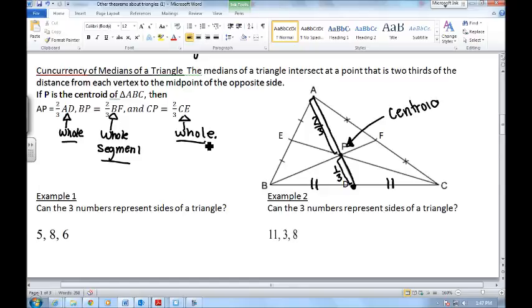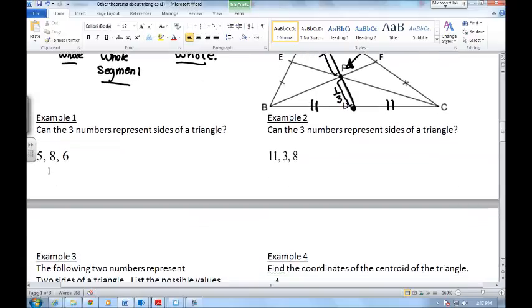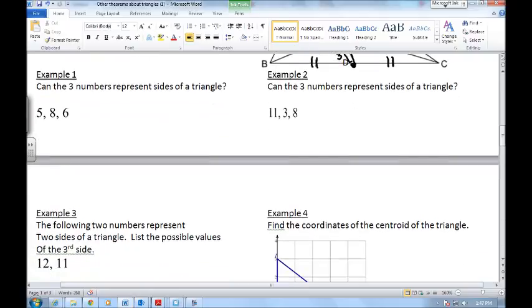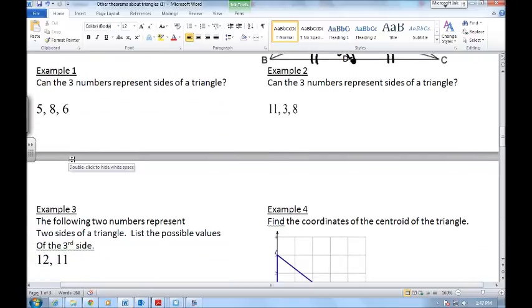Okay, we're going to do the first example. These will go in the order of all the theorems we just went through. So the first theorem at the very top of the page.